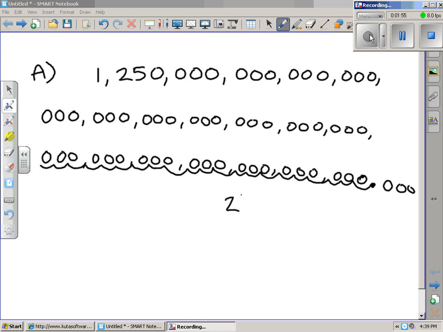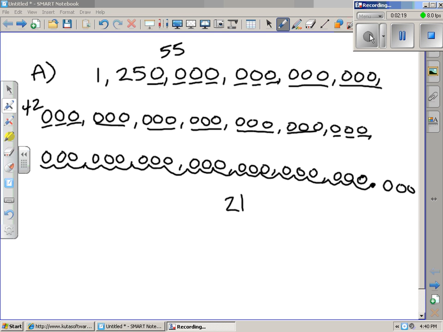From here, I'm going to count the rest of the zeros. So 22, 23, 24, 25, 26, 27, 28, 29, 30, 33, 36, 39, 40, 41, 42. So we're at 42. And then we're at 45, 48, 49, 50, 51, 52, 53, 54, 55 zeros. Then we still need to move it further. We need to move the decimal 2 more places. So that's 57 places.